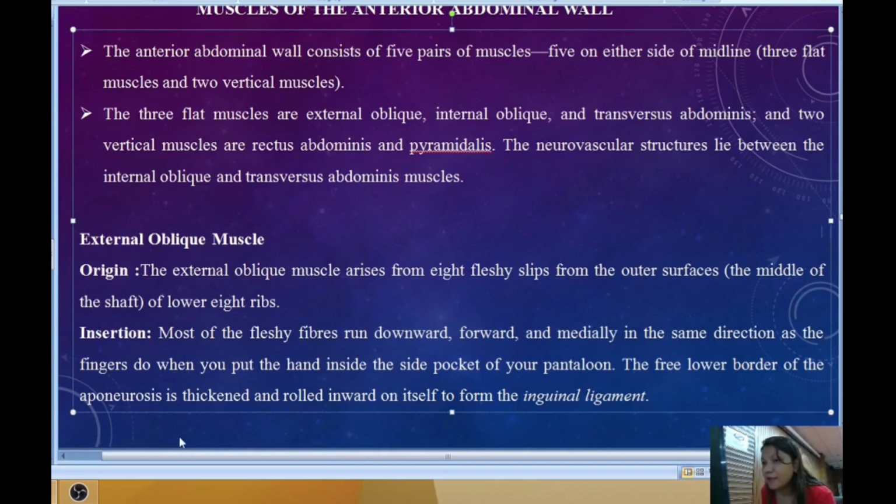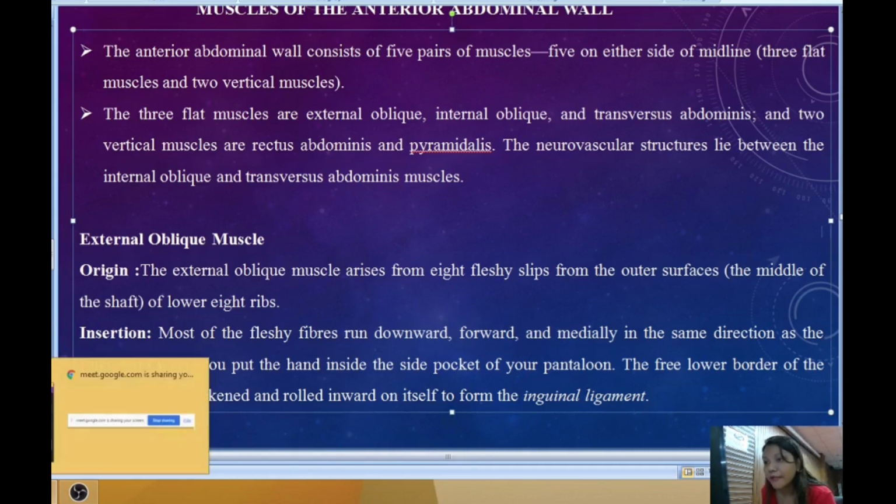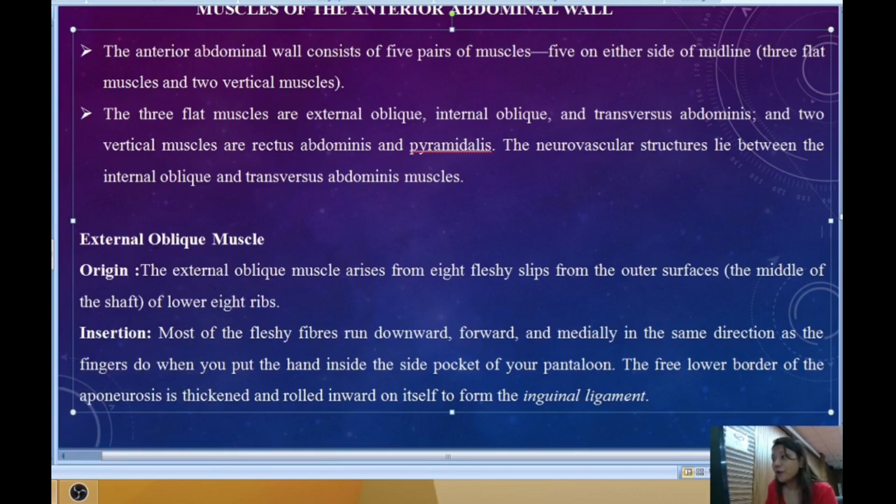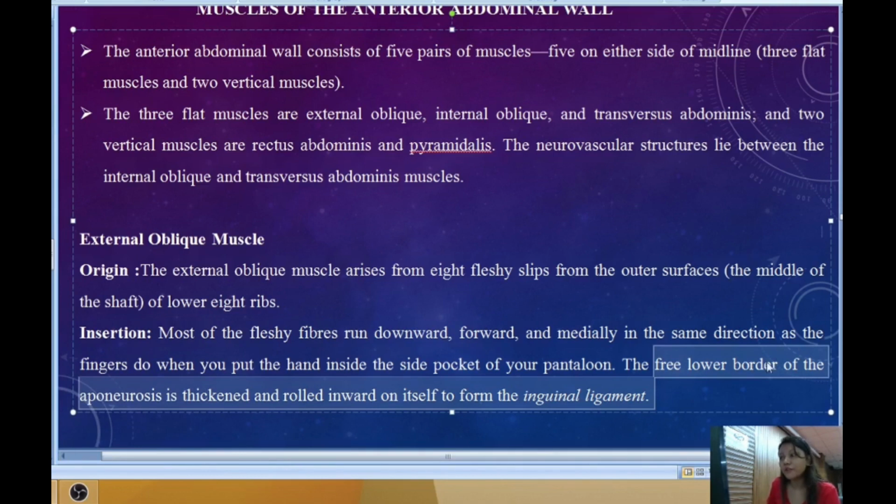Okay, anyone, can you answer me? Inguinal ligament is formed by? Yes, the external oblique aponeurosis, its lower free border. Okay, a very favorite question of your professors. The lower free border of the external oblique aponeurosis will thicken and it will roll inward, very, very important term, rolled inward, to form the inguinal ligament. The inguinal ligament is nothing but the continuation of the external oblique aponeurosis, which becomes thickened and rolls on itself to form the inguinal ligament.